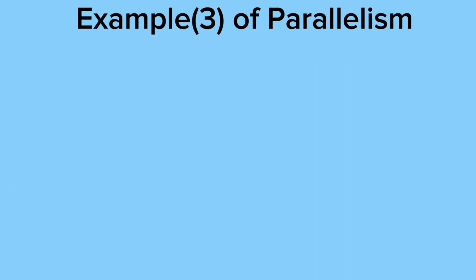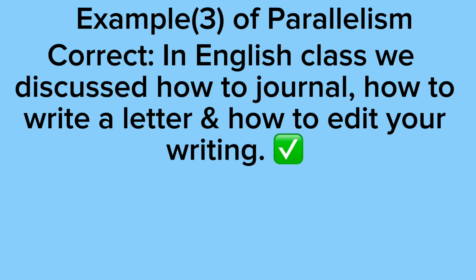So for our third example of parallelism, the correct sentence would say, in English class we discussed how to journal, how to write a letter, and how to edit your writing. As you can see, how to journal, how to write a letter, and how to edit your writing are all written in the same grammatical form.